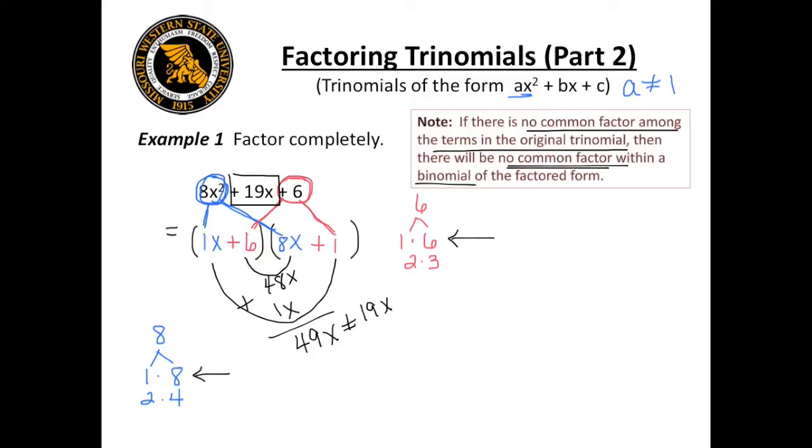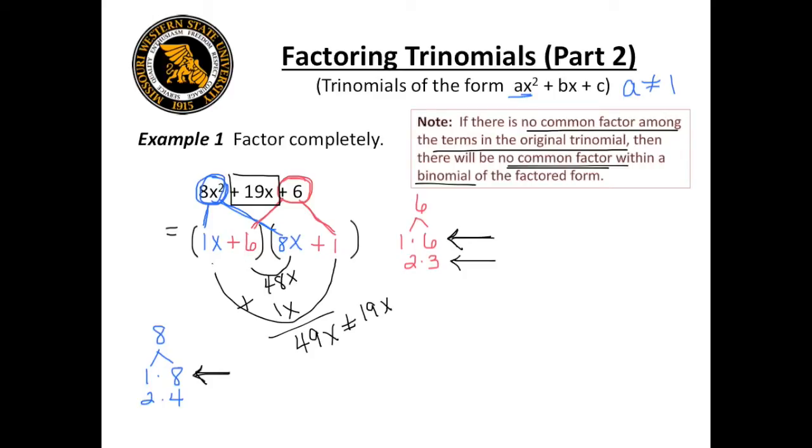The question is, is it the factors of 8 that we used? Is it the 1 and the 8? Or is it the 1 and the 6? At this point, we don't know. It's best not to change both of those at one time, however. So let's leave the factors of 8 that we have chosen, the 1 and the 8, and let's move to the factors of 6 that we have not yet tried, the 2 and the 3.